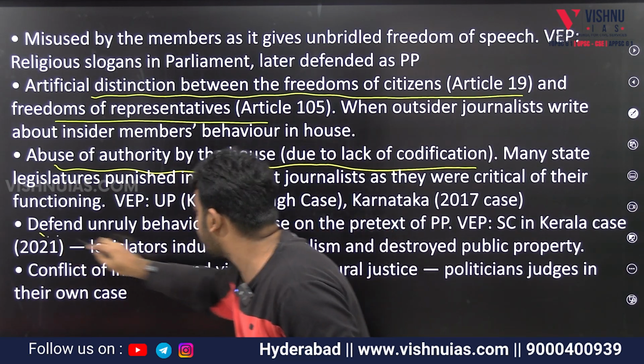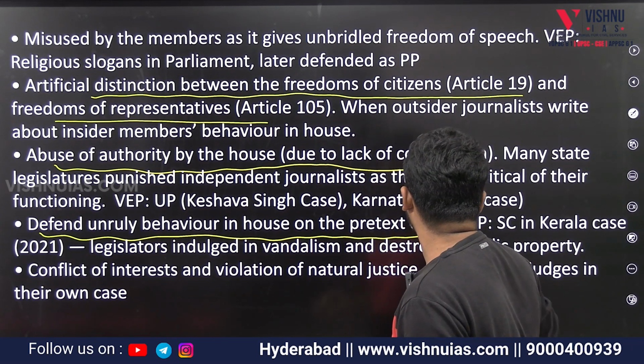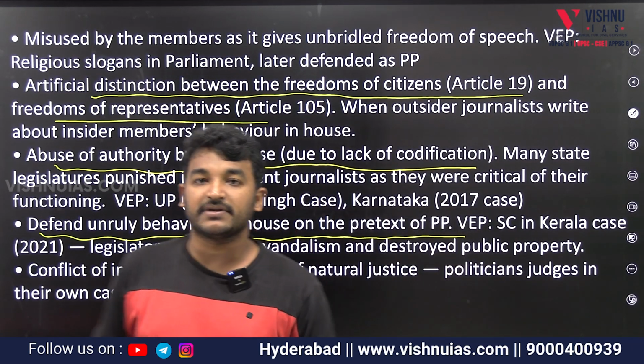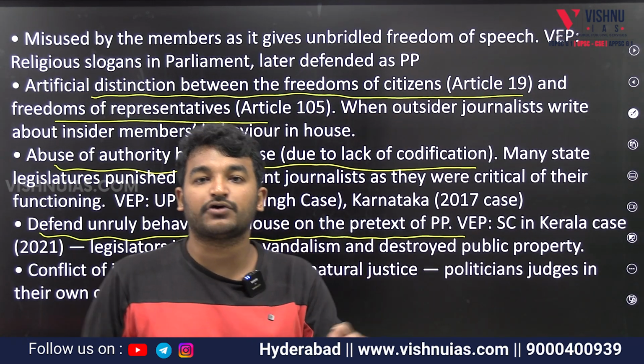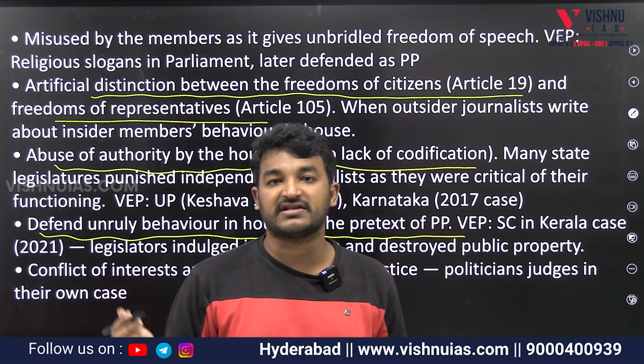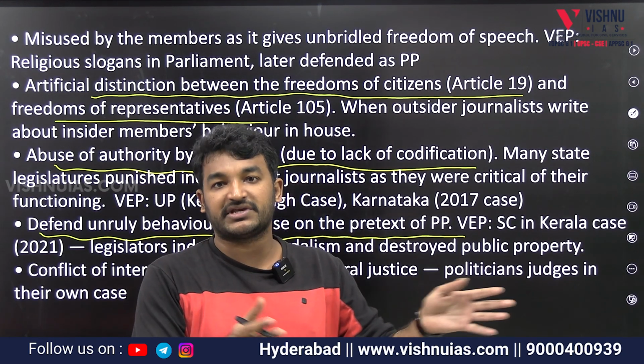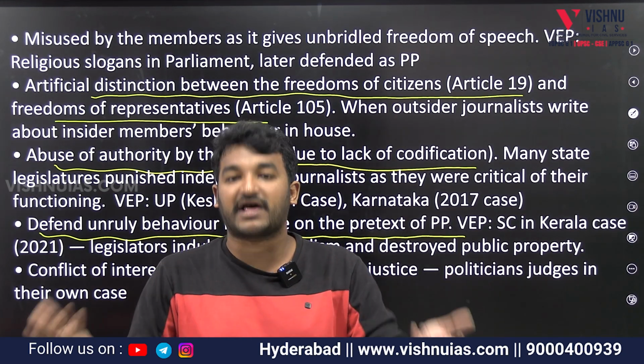Next, defending unruly behavior in the House under the pretext of parliamentary privileges. For example, in the Kerala Assembly, MLAs went over the benches. They created a lot of vandalism, but they became safe in the sense that they are using their parliamentary privilege.